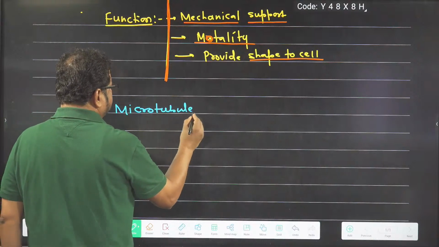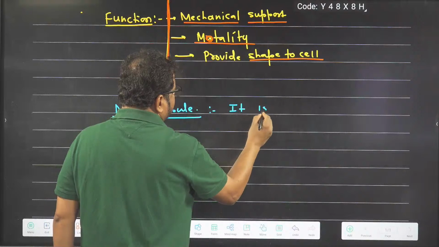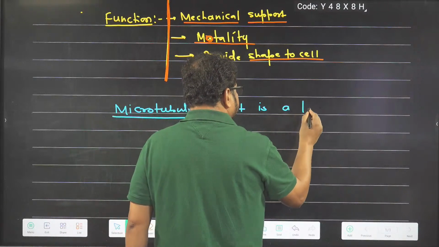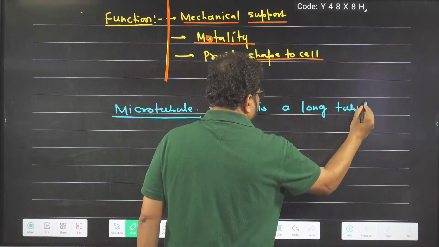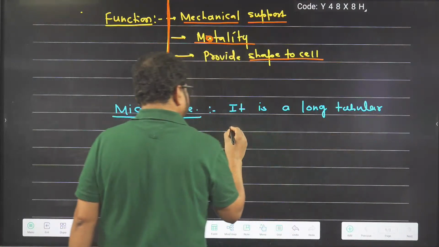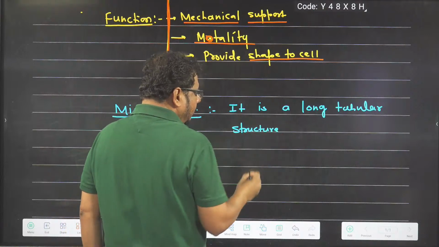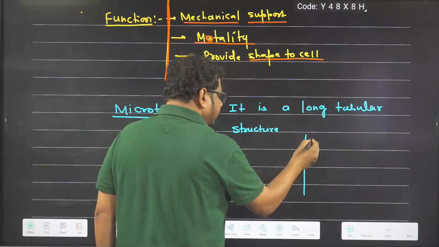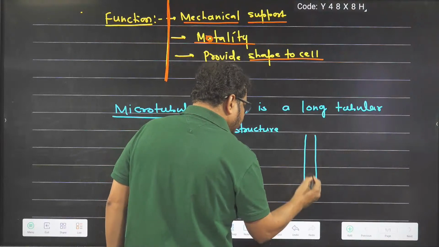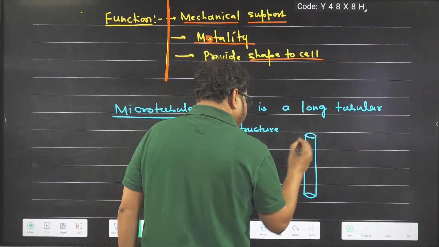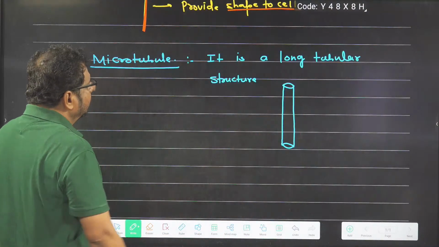Microtubules. So what is this microtubule? It is a long tubular structure. Suppose that it is looking like this. It is looking like a tube-like structure. Got the idea? It is a long tubular structure, tube-like structure called microtubule.